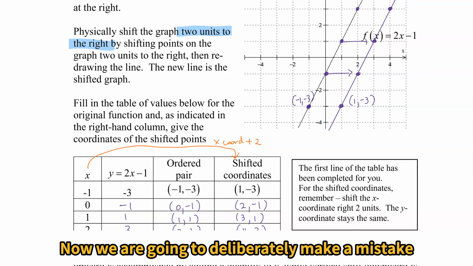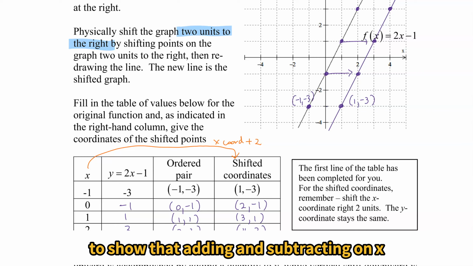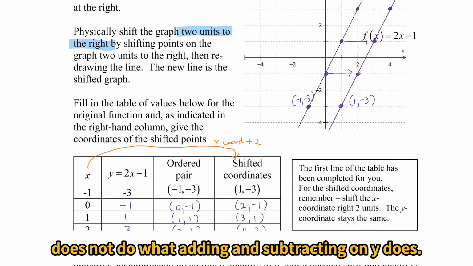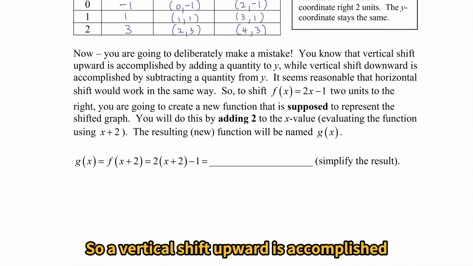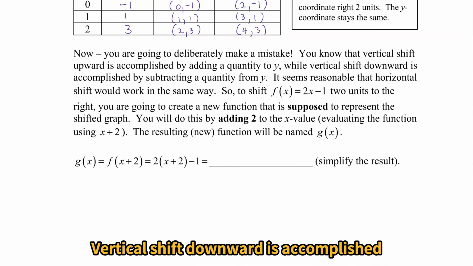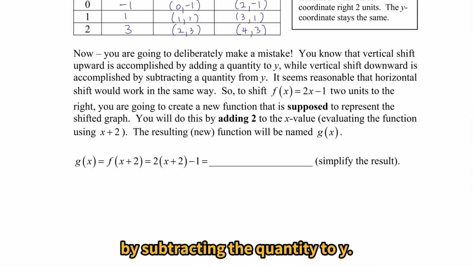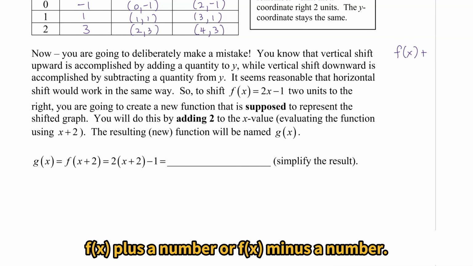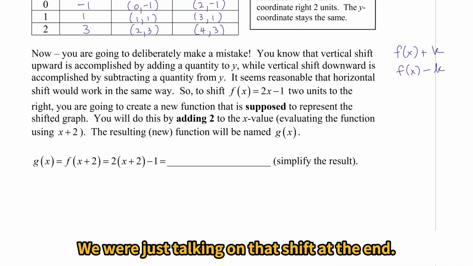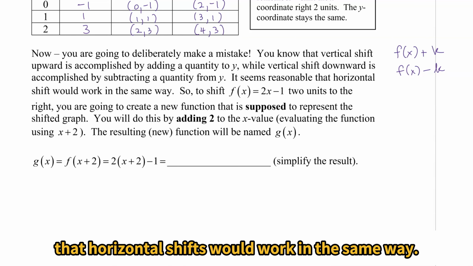So far we're doing okay. Now we're going to deliberately make a mistake to show that adding and subtracting on x does not do what adding and subtracting on y does. It's not quite the same. So vertical shift upward is accomplished by adding a quantity to y. Vertical shift downward is accomplished by subtracting a quantity from y. We saw this in the previous lessons, f of x plus a number or f of x minus a number. We were just tacking on that shift at the end. It seems reasonable that horizontal shifts would work in the same way.